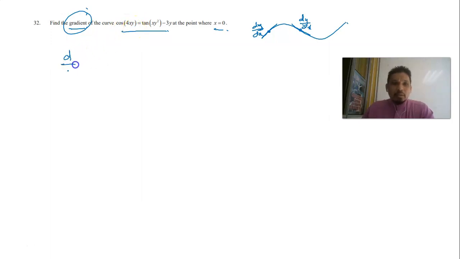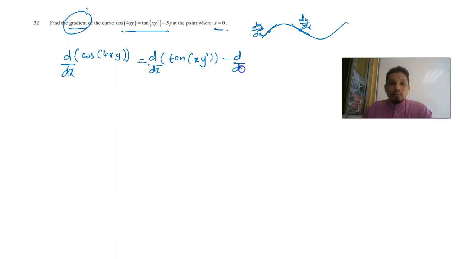So differentiate with respect to x of cos 4xy equals the derivative with respect to x of tangent xy squared, minus the derivative of 3y with respect to x.